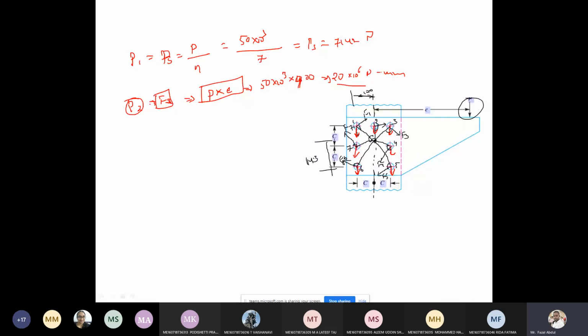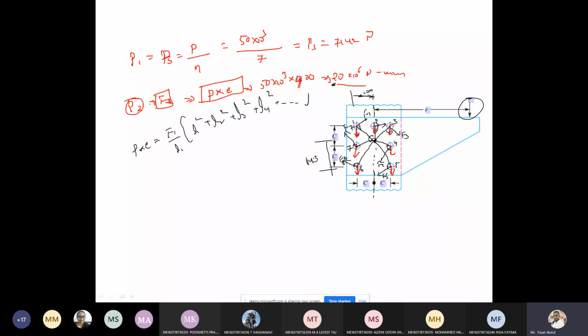Okay, on each point two forces are acting. One is a direct force, one is a secondary shear force. The secondary shear force is due to the eccentric load we are applying on the system. Now, according to the design procedure, what is F1? To know F1, P into E equals F1 by L1, L1 square plus L2 square plus L3 square plus L4 square and so on.